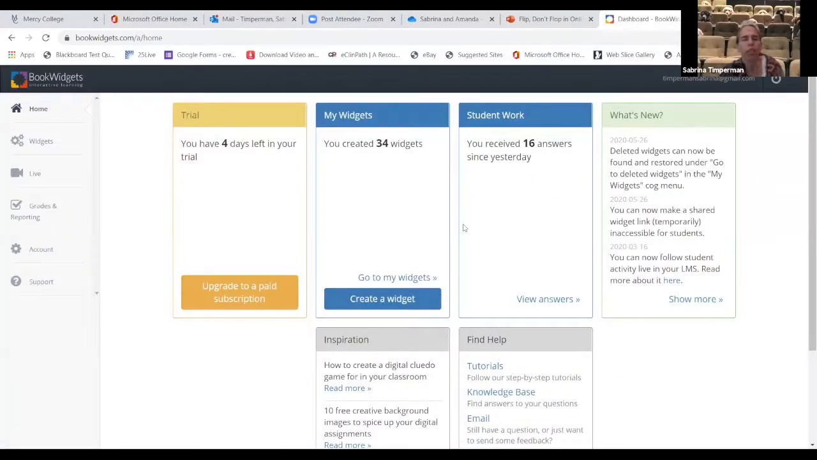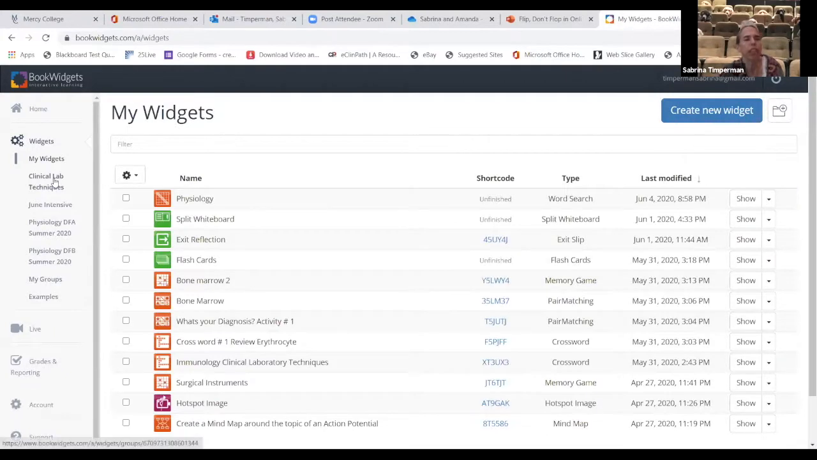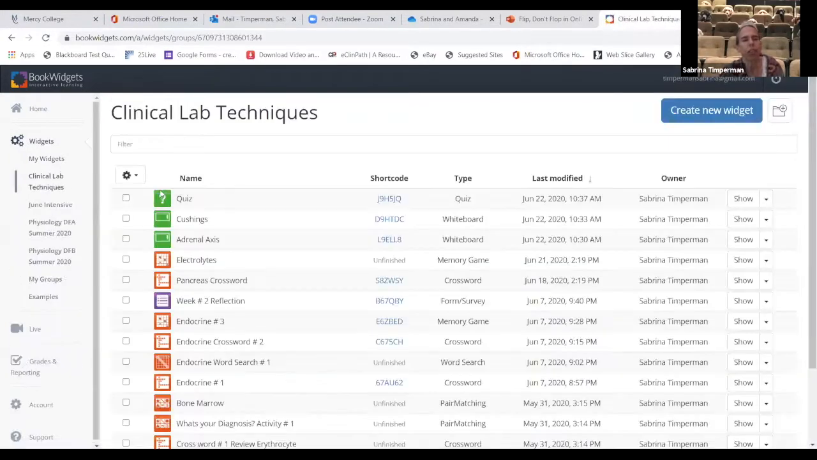So this is my account, so you can see, and I just wanted to quickly show you that I have a bunch of different widgets, they're called. So this is for my different classes. So this is for my clinical pathology class. I have one for my physiology class. But this, for example, is a crossword puzzle.